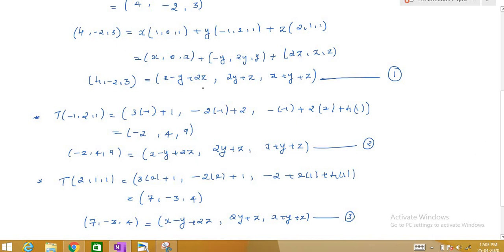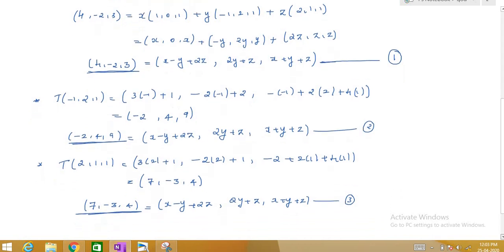So what I'll do is, you can see these terms are fixed in all three equations. The only term changing is the left hand side. Here it is 4 comma minus 2 comma 3, here it is minus 2 comma 4 comma 9, and here it is 7 comma minus 3 comma 4. So you can see these three are fixed. The only terms changing are these three terms. So what you will do is, you generally solve this equation for a comma b comma c.